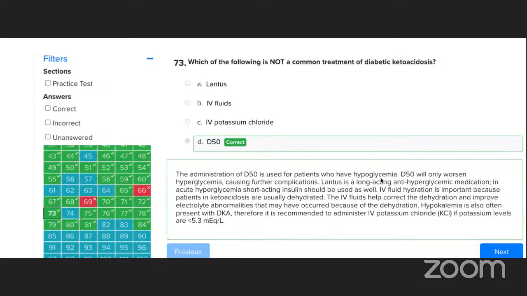It will make it complicated. Lantus is a long-acting anti-hyperglycemic medication, and for acute hyperglycemia, short-acting insulin should be used as well. So you would treat it mostly maybe with Lantus. Fluid hydration can help. It's important because patients in ketoacidosis are usually dehydrated. The IV helps correct the dehydration and the electrolyte abnormalities that may have occurred because of the dehydration.